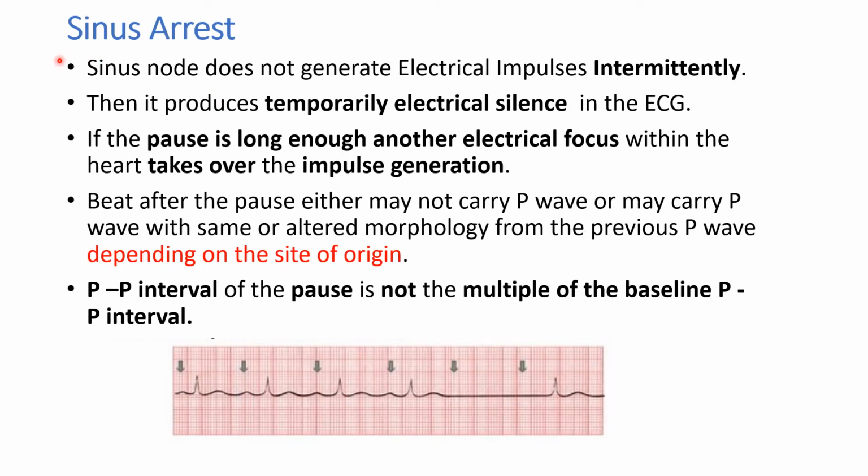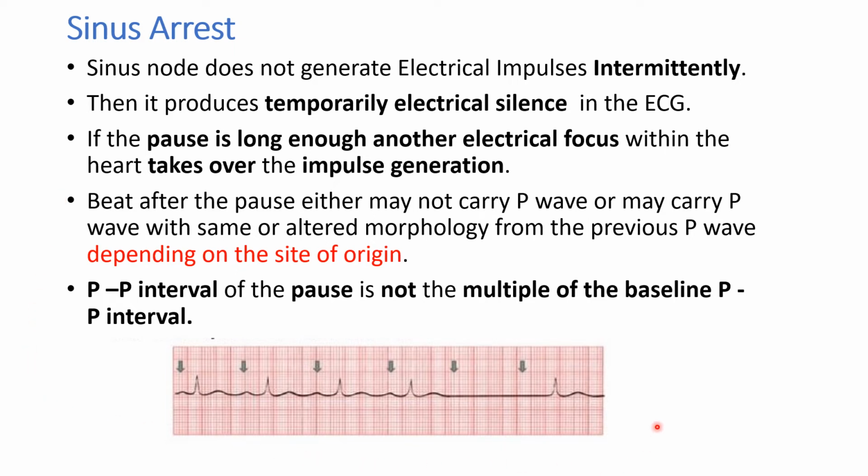In sinus node arrest, the SA node occasionally does not generate impulses, resulting in temporary electrical silence in the ECG. Therefore, another electrical focus within the heart takes over the impulse generation. It may be within the atria or AV junction. Most of the time, the AV node takes over the impulse generation.